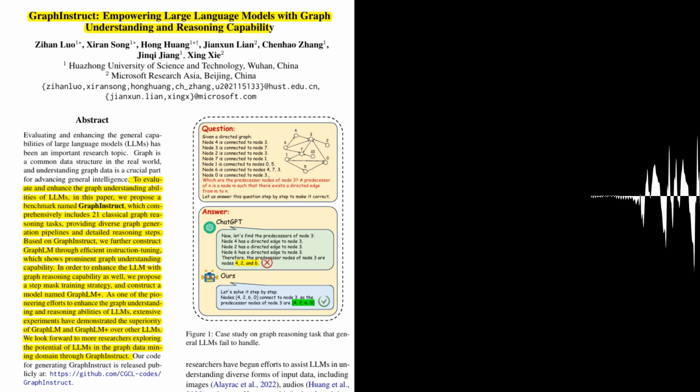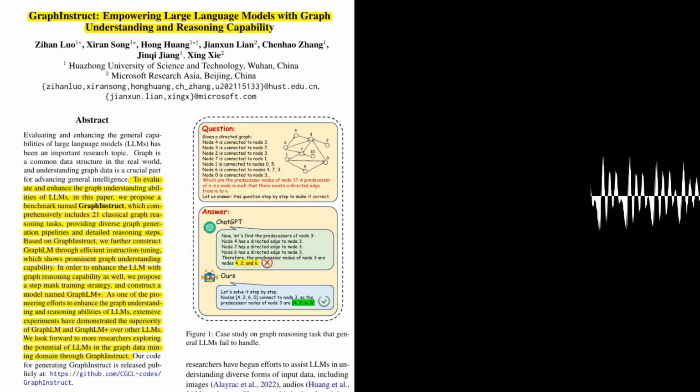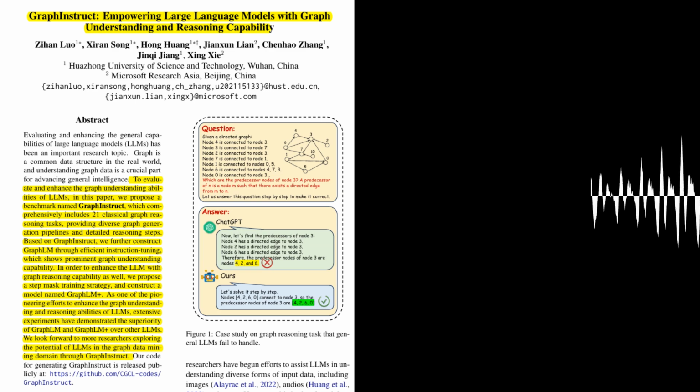Today we're diving into a paper that explores how to enhance large language models, LLMs, with the ability to understand and reason about graph data. The paper, GraphInstruct: Empowering Large Language Models with Graph Understanding and Reasoning Capability, proposes a new benchmark and training methods to achieve this. Let's start with the benchmark. What is GraphInstruct and what makes it unique?